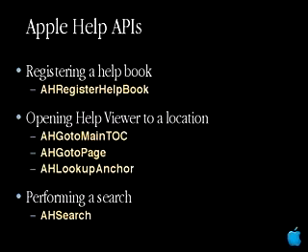So what are they? Well, the first one is registering a help book. And again, that puts your help book into the Help Center. Next, there are APIs that cause Help Viewer to open to a particular location. These are going to be the most common APIs that you're probably going to want to use. They are Go To Main TOC, Go To Page, and Lookup Anchor. And we'll discuss them in detail in a slide or two. And finally, there's an API for performing a search programmatically, and that's Search.